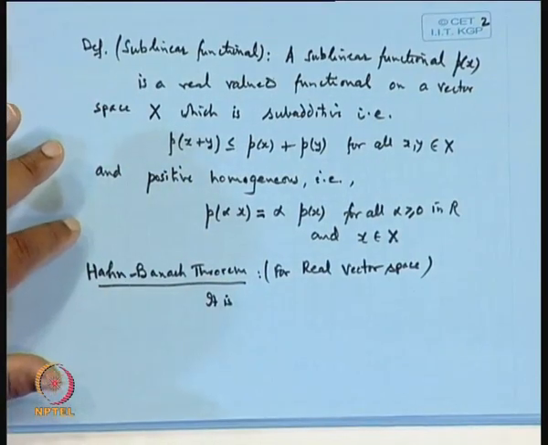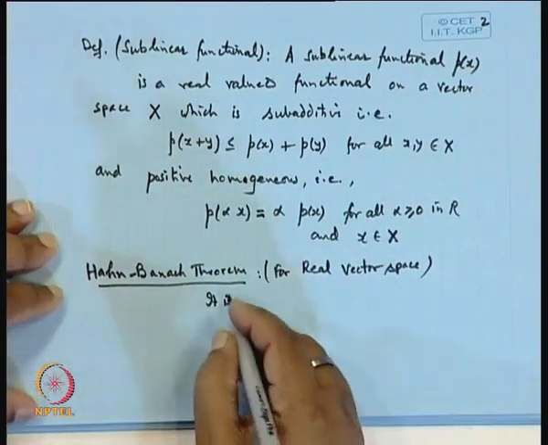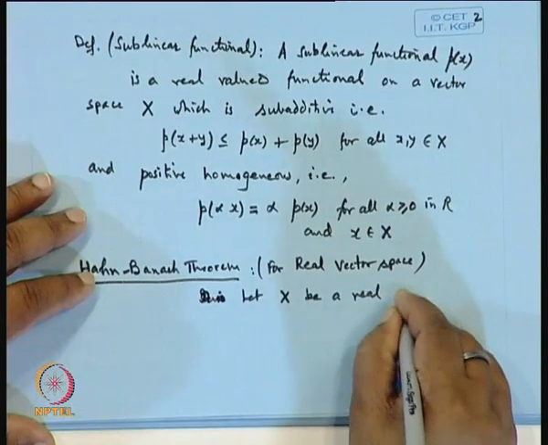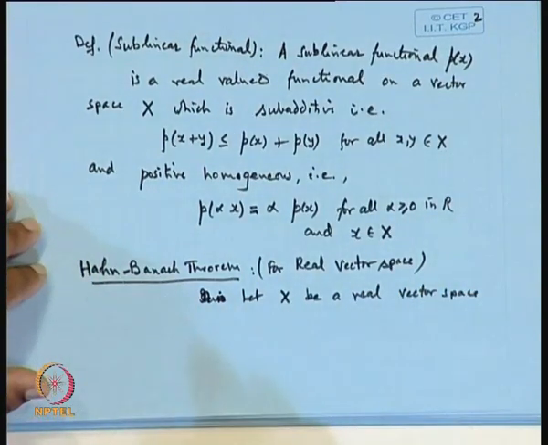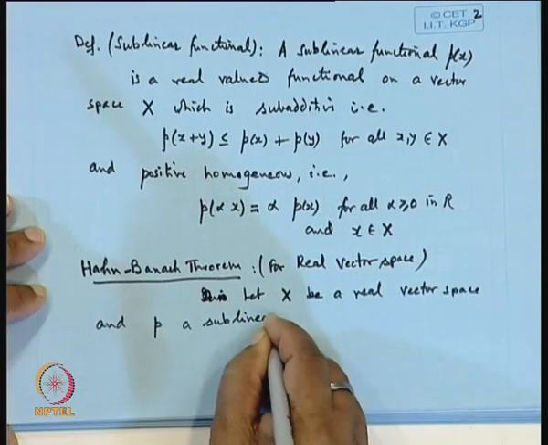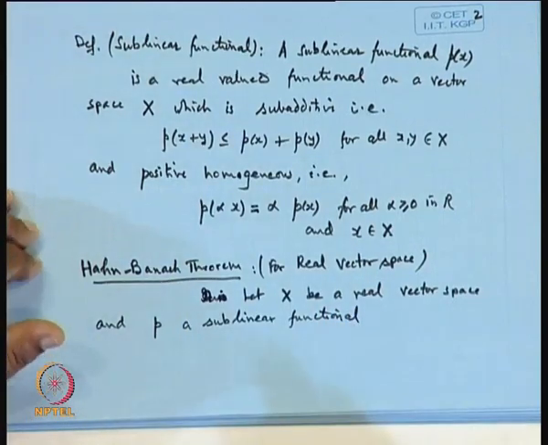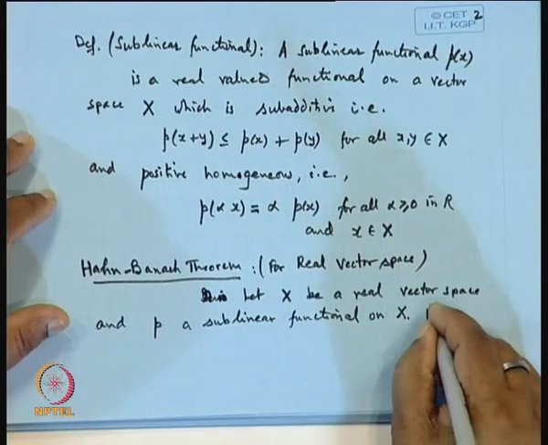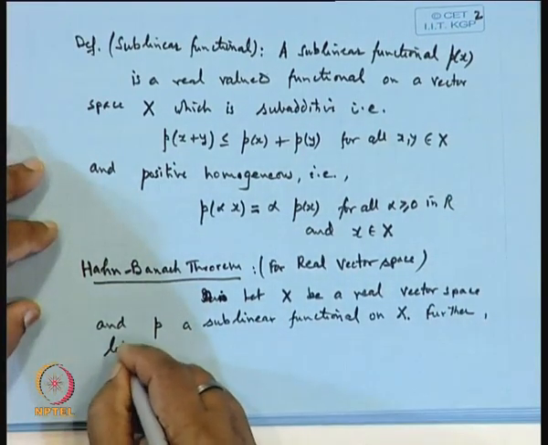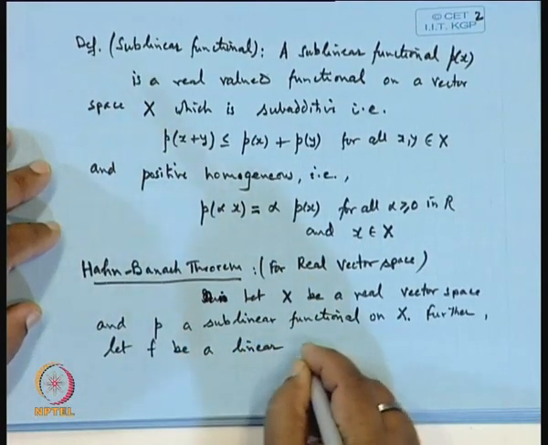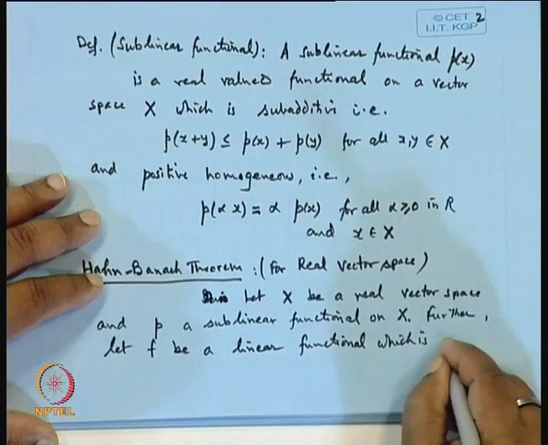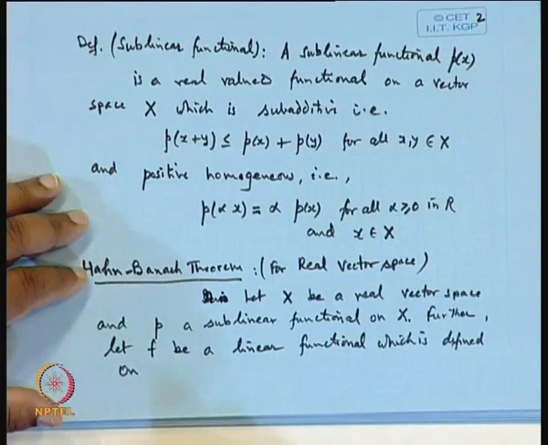The statement of the Hahn-Banach theorem is: let X be a real vector space and p a sublinear functional on X. Further, let f be a linear functional which is defined on a subspace Z of X.